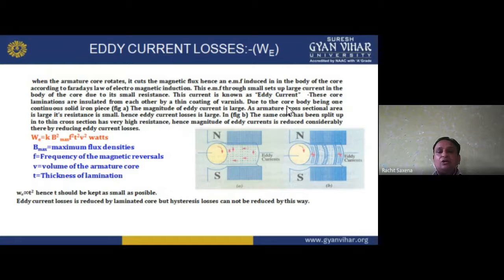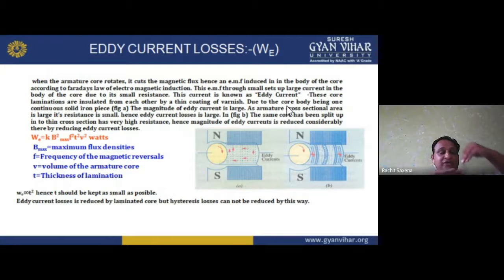Now, my dear student, if I am talking about the eddy current loss, in eddy current loss, when the armature core rotates, for example like this, it cuts the magnetic flux. Hence, an EMF is induced in the body of the core, as per Faraday's law of electromagnetic induction.